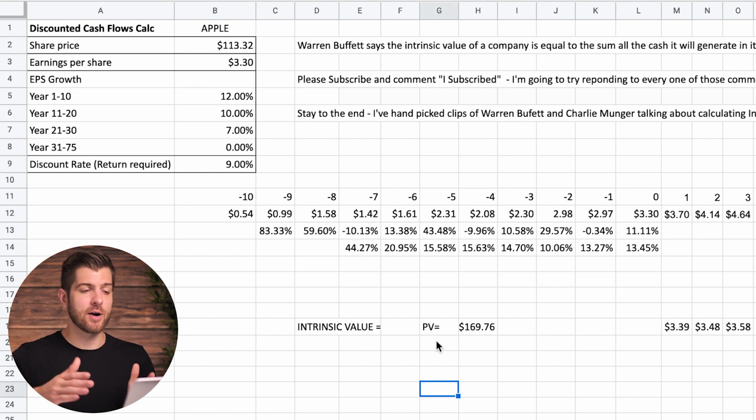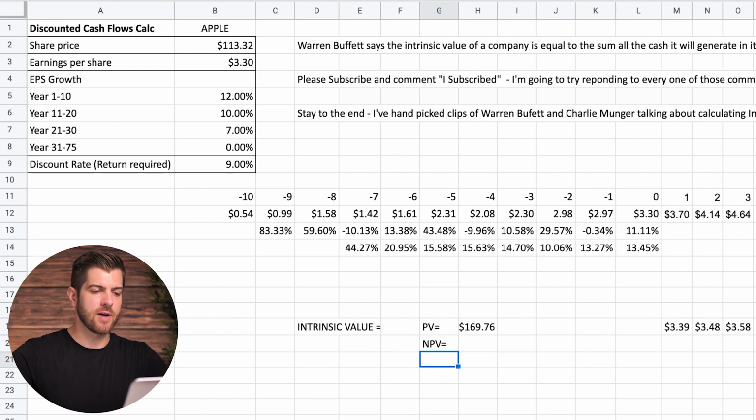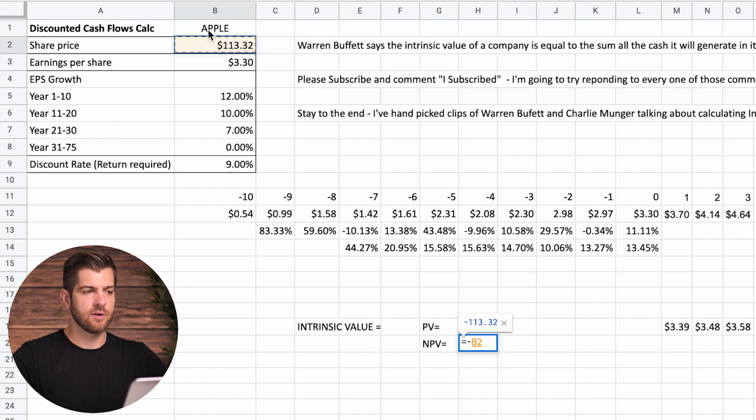So now I'm going to show you something very cool. I want to show you the net present value. Basically, the net present value is equal to the cash outflows, so I'm going to put a negative on that. I'm going to say negative $113, because that's money leaving your pocket. And then you add in the present value to get the net present value. So there's a positive net present value, and when you have a positive net present value, it means that it's a good investment.